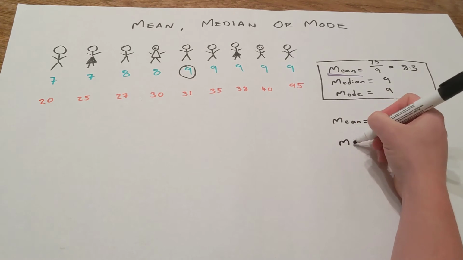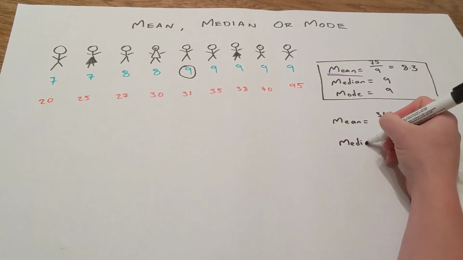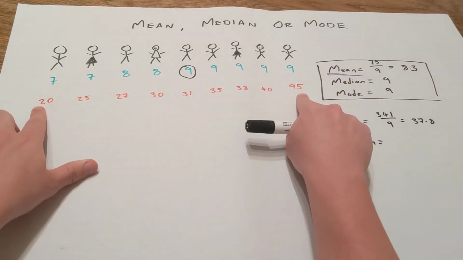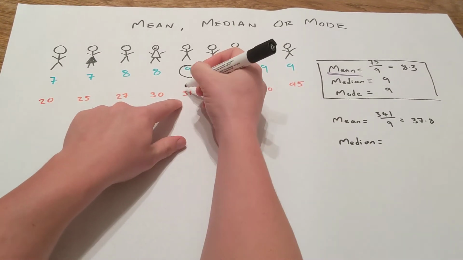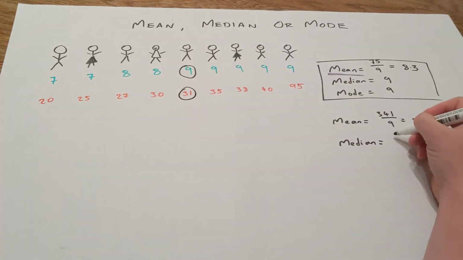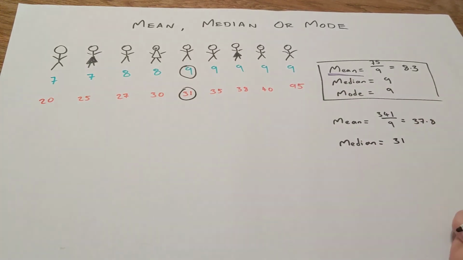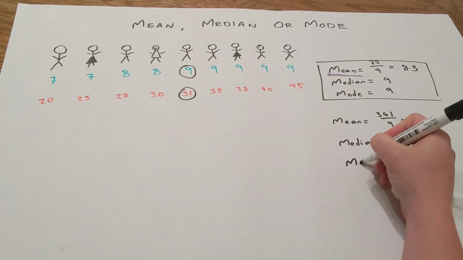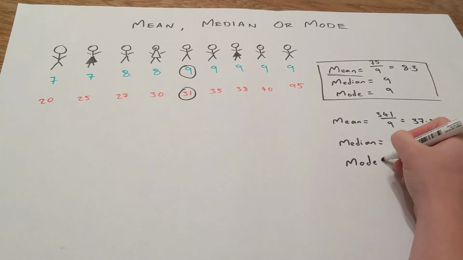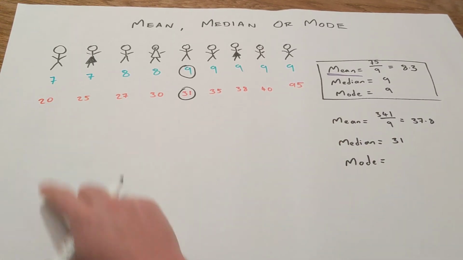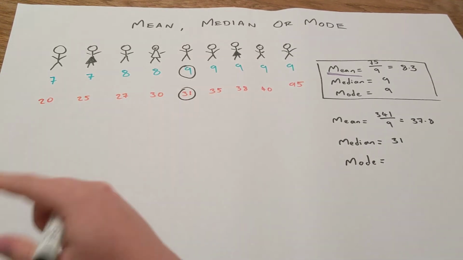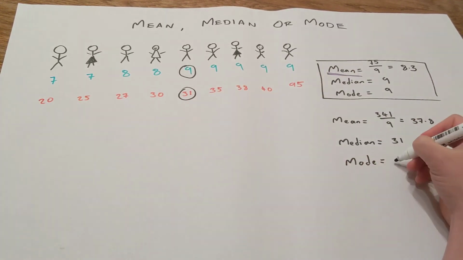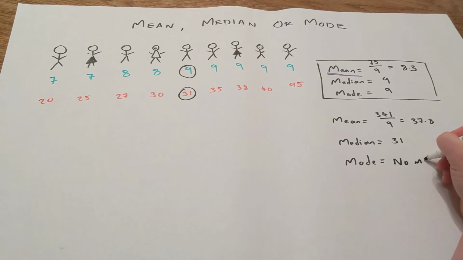The median, again, remember, is the middle value. So if we come in, remember, they need to be in order for this to work for the median. Median value there is 31. And our mode is the value that comes up most often. We've got a problem straight away. All these values come up once. There is no number that comes up most often, so there is no mode.